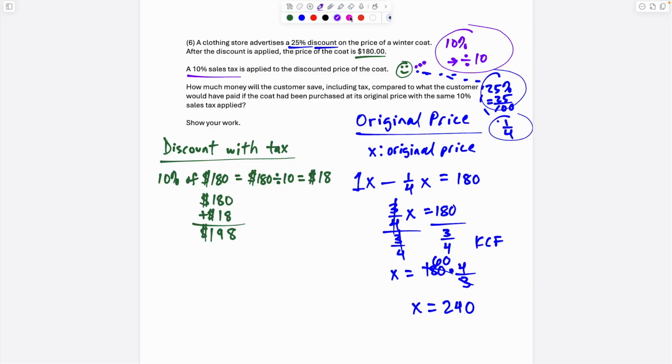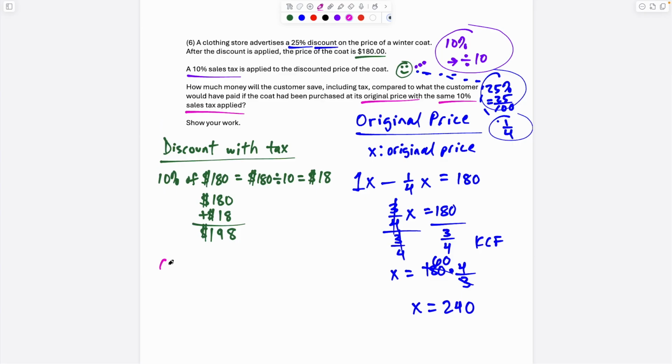So now what we should find next is the original price of the coat with tax, because the question was saying how much money will the customer save, including tax, compared to what the customer would have paid if the coat had been purchased at its original price with the same 10% sales tax applied.